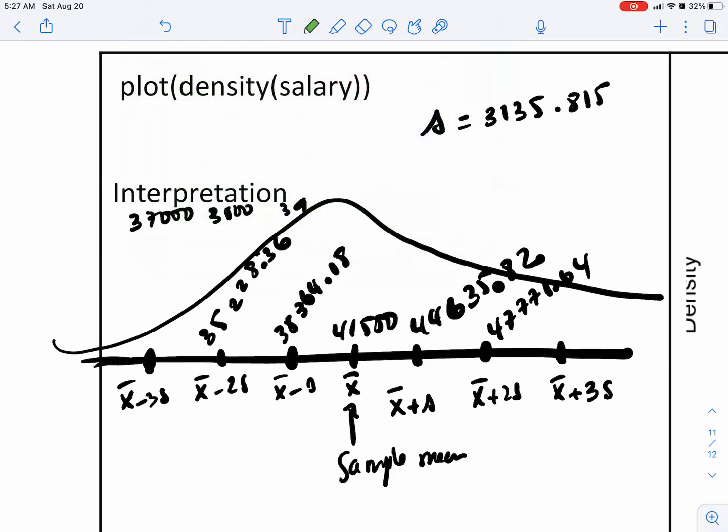Let's go here. So if I have a salary of 37,000, I'm somewhere here. Do y'all see that? If I have a salary of 38,000, I'm somewhere here. The next thing is 39,000. 39,000, I'm here. 41,000, I'm somewhere here. If I have a salary of 42,000, I'm here. If I have a salary of 44,000, I'm somewhere here. If I have a salary of 45,000, I'm somewhere here. And 47,000, I'm somewhere here.